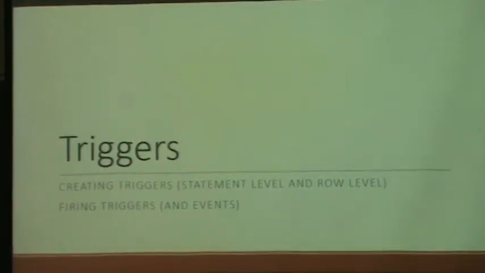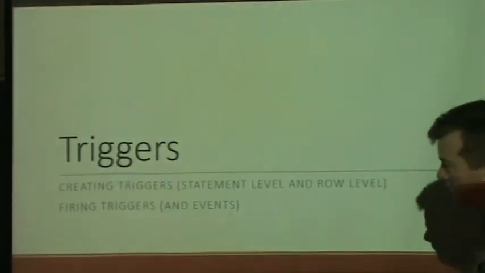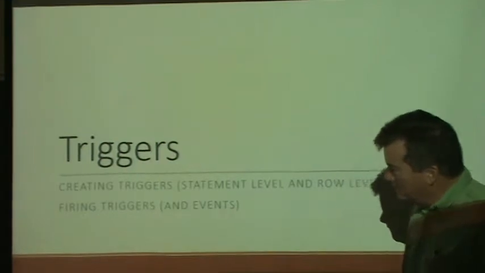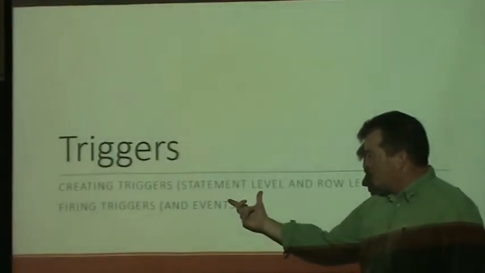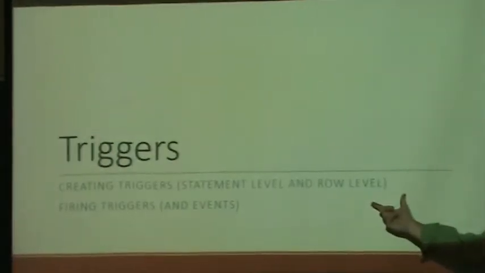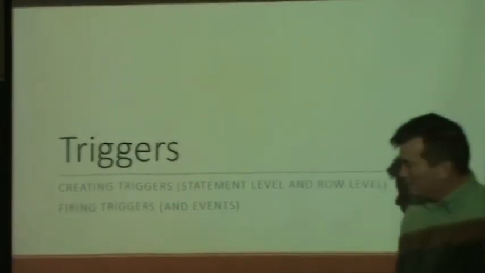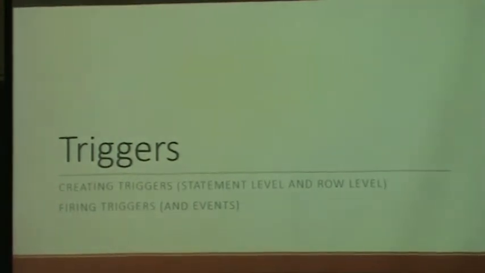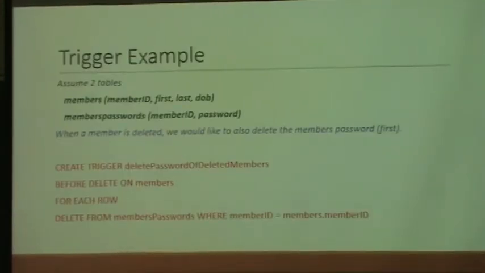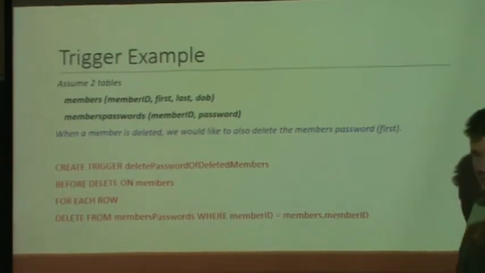So we'll talk today about triggers in a database system. We'll talk about creating triggers. There's two types, the statement level and the row level. And we'll talk about firing triggers, and then at the end we'll also talk about events, which are very similar to triggers.